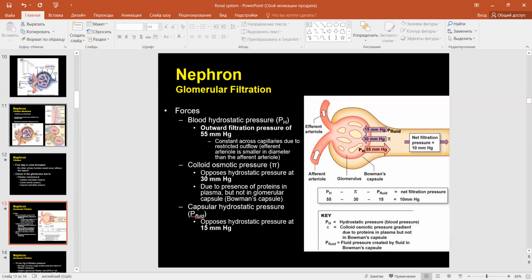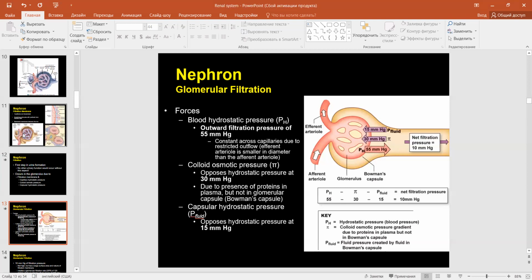This opposing osmotic force averages 30 millimeters mercury, which is slightly higher than across other capillaries. It is higher because more H2O is filtered out of the glomerular blood, so the concentration of plasma proteins is higher than elsewhere.